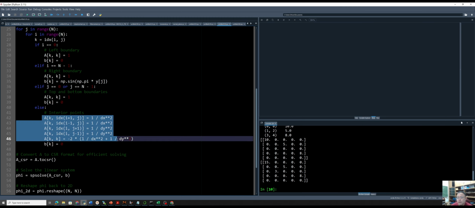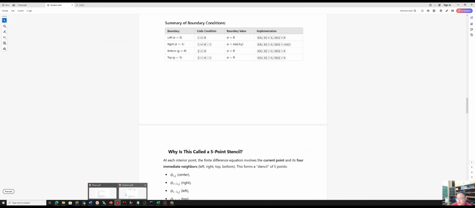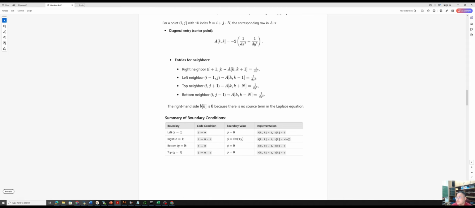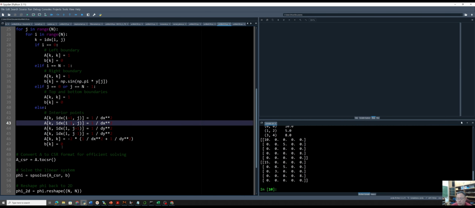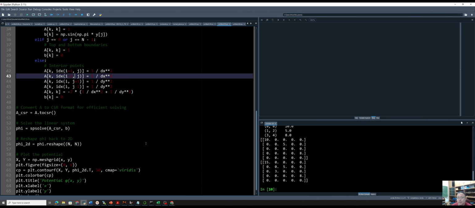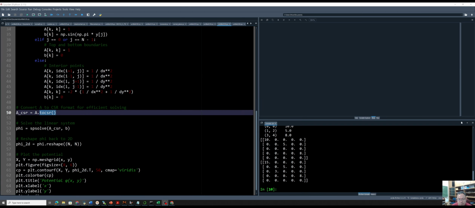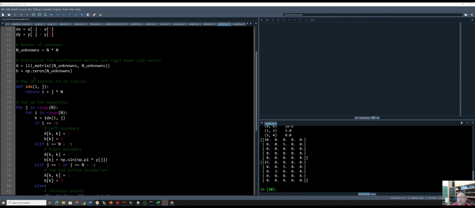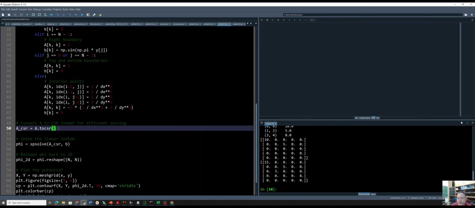And then for the interior, I translate this into the code. Then my A is constructed, but I need to convert A into CSR format for efficient solving, because there are a lot of 0s.